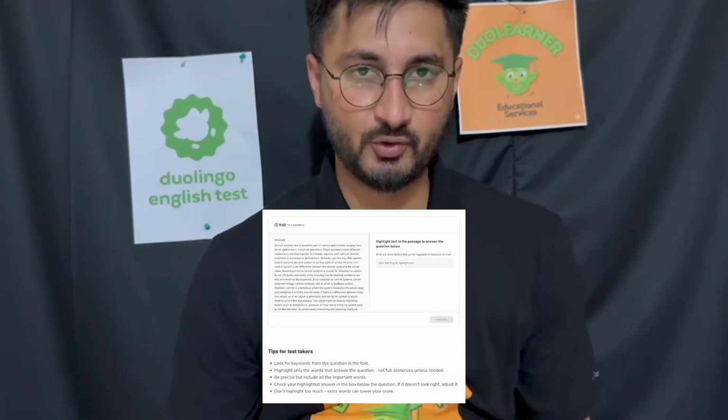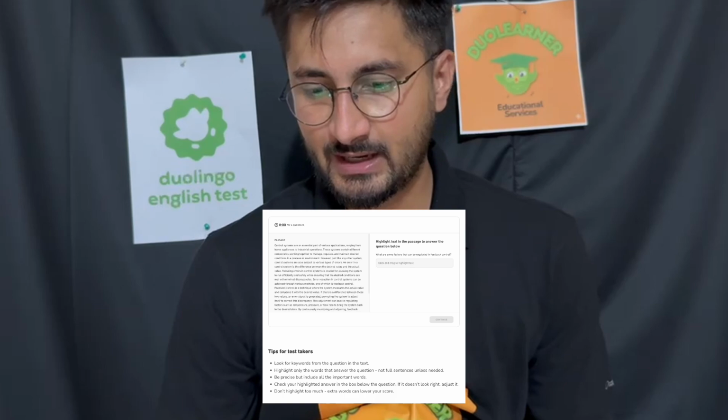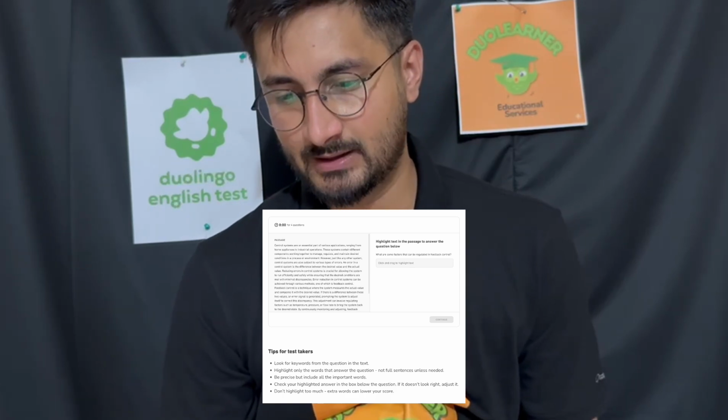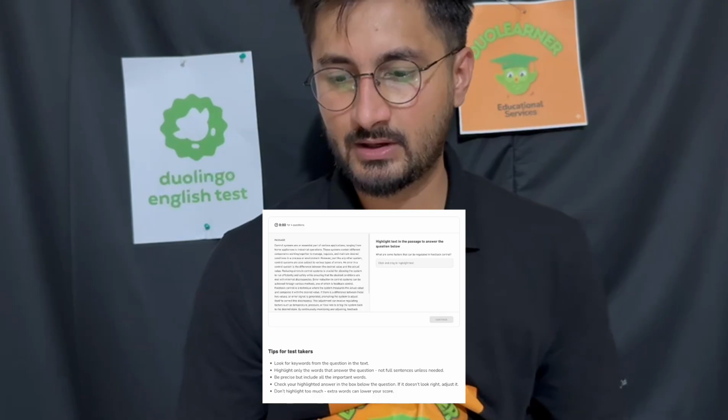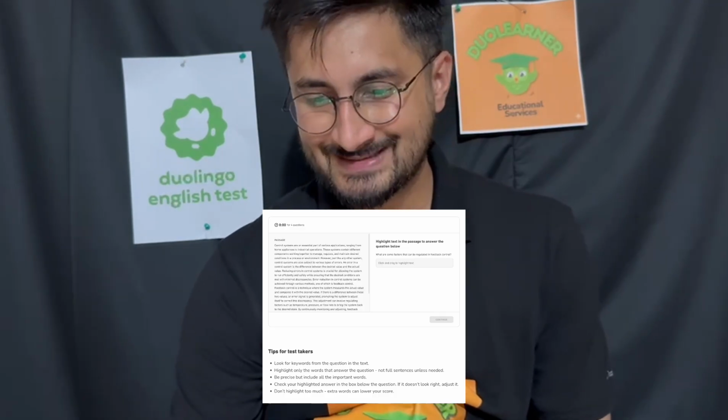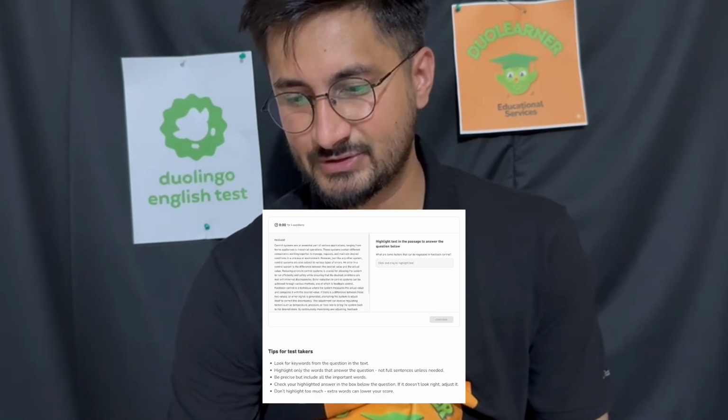The correct answer is always written somewhere in the text, but you have to find it, right? For each question, they highlight the part of the text that answers it, and the closer their highlight is to the correct answer, the higher their score. So this task is: highlight text in the passage to answer the question below.